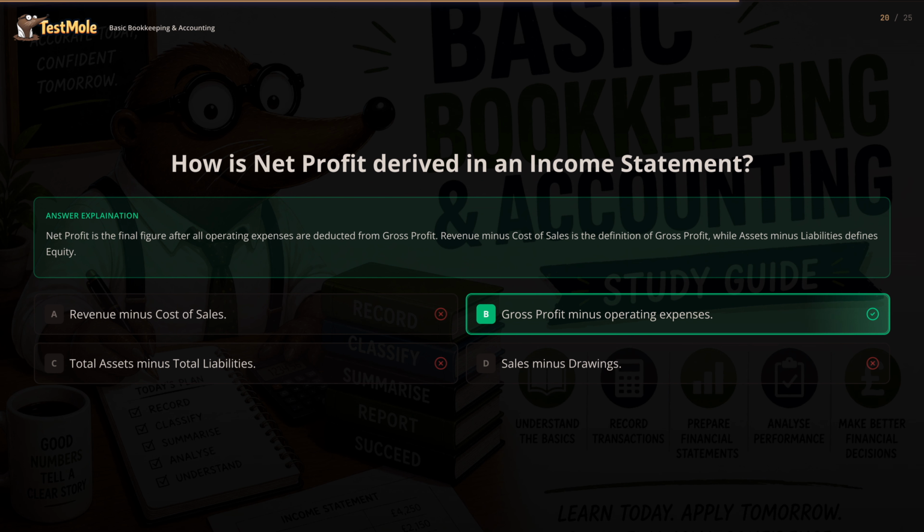Net profit is the final figure after all operating expenses are deducted from gross profit. Revenue minus cost of sales is the definition of gross profit, while assets minus liabilities defines equity.